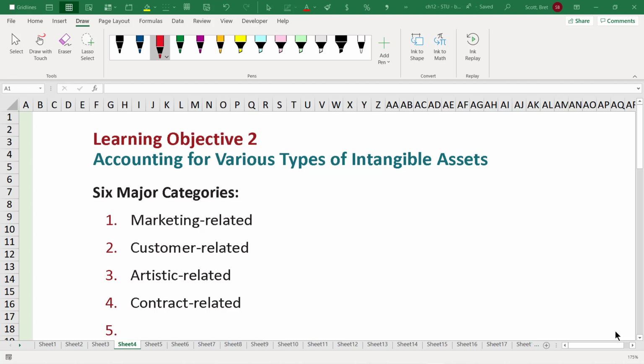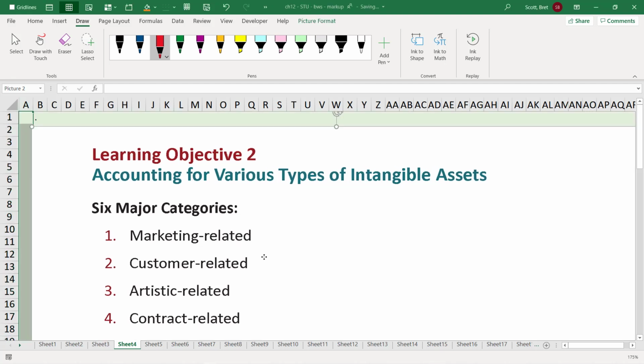Is the intangible asset marketing related or customer related? One example of a customer related asset might be, for instance, customer lists.